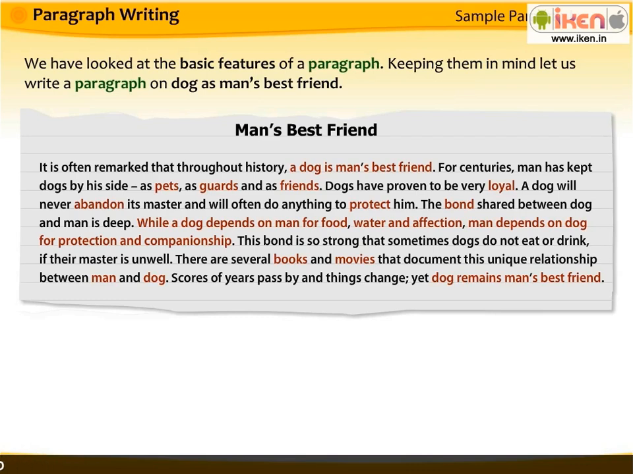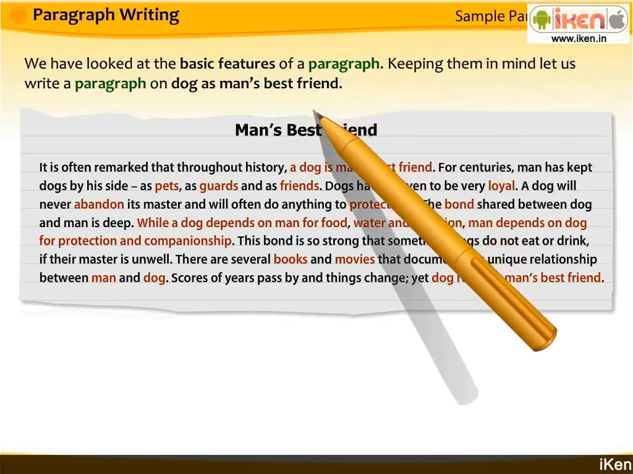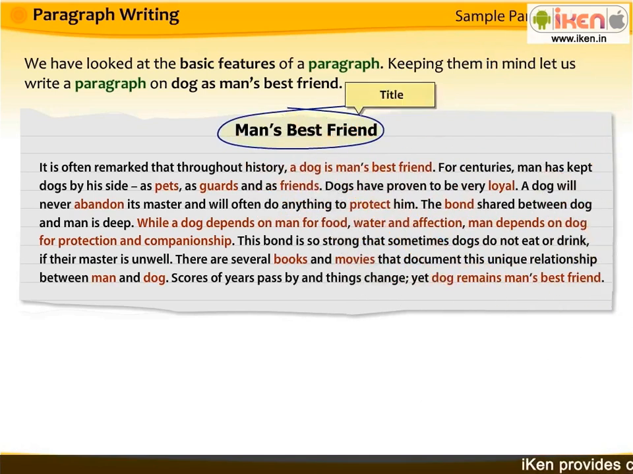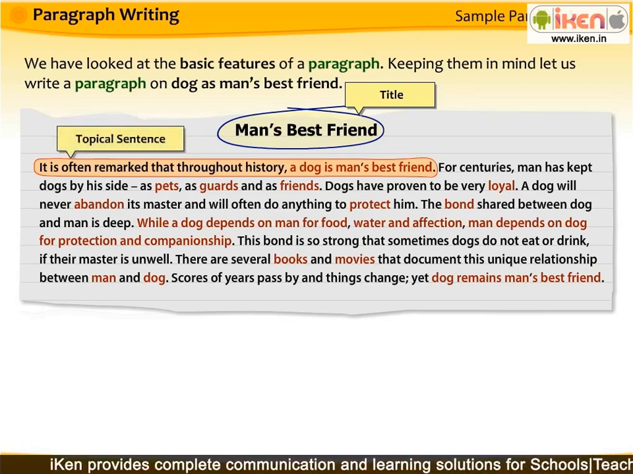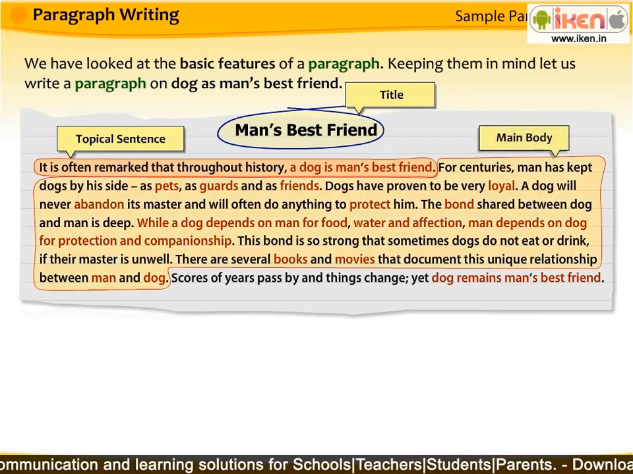Let us start with the title. The title of the paragraph is Man's Best Friend. The opening sentence states the theme of this paragraph. Dog is man's best friend. This sentence is the topical sentence of the paragraph. The sentences that follow build up on the main idea.